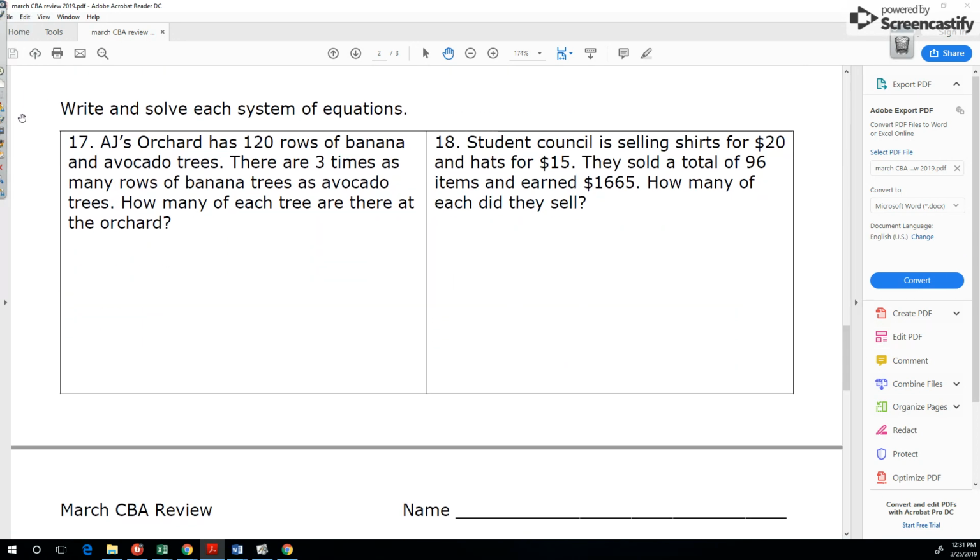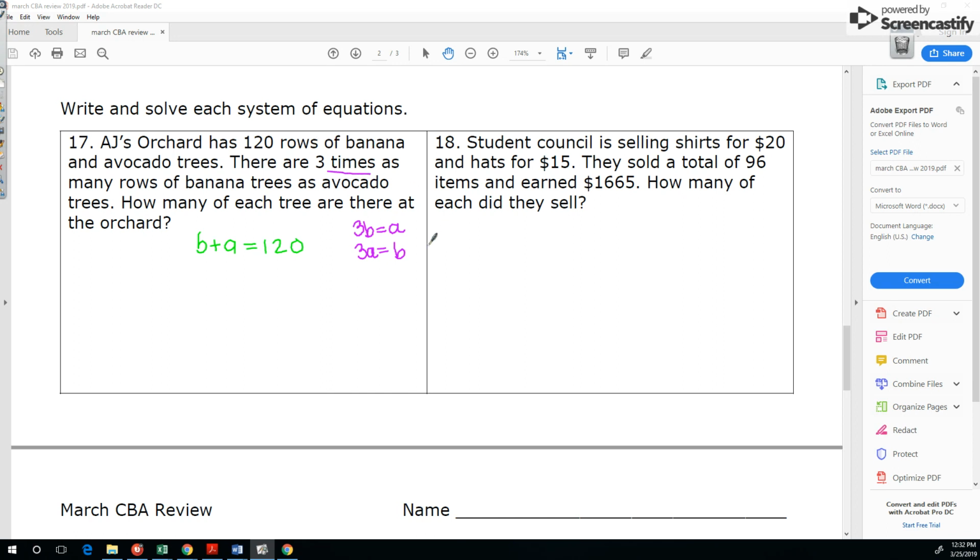Okay, write and solve each system of equations. AJ's orchard has 120 rows of banana and avocado trees. There are 3 times as many rows of banana trees as avocado trees. How many of each tree are there at the orchard? Okay, 120 rows total. Bananas and avocados, 120. 3 times as many rows of banana trees as avocado trees. So is that 3B equals A or 3A equals B? That's what we need to figure out.